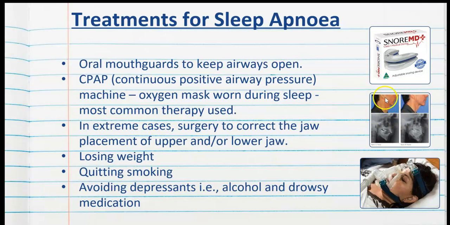So they will have surgery to bring the jaw forward by a few millimeters, top or bottom jaw, depending on how severe it is. And this will obviously allow more room for breathing to occur during sleep. Other strategies to combat sleep apnea include losing weight, so being in a healthy weight range, quitting smoking, and avoiding depressants such as alcohol and drowsy medication before bed.